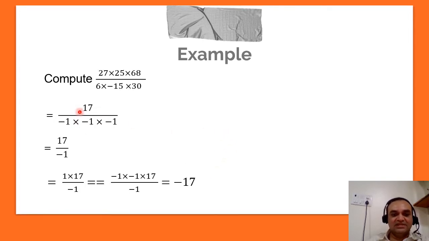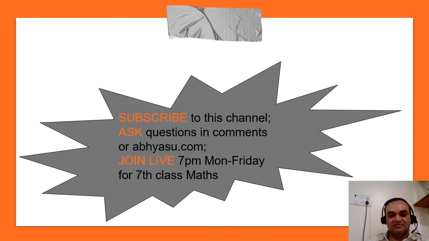Now we are left with 17 in the numerator, and in the denominator it's minus 1 times minus 1 times minus 1. So a train of minus ones with three minus ones, so we know that the multiplication is minus 1. And now we can write 17 as 1 times 17, because 1 is the multiplicative identity. I can split this 1 as minus 1 times minus 1, and now I can cancel minus 1 and minus 1. So I am left with minus 17. So minus 17 is the answer.